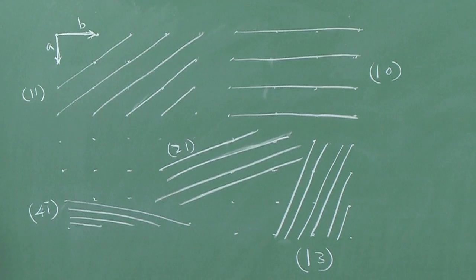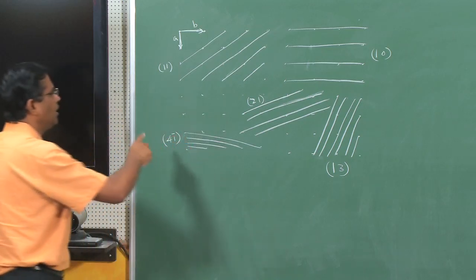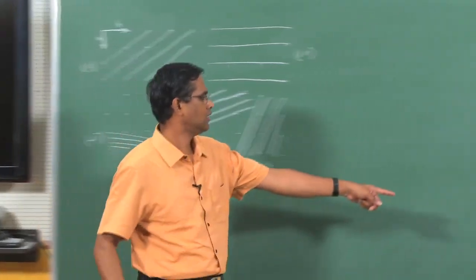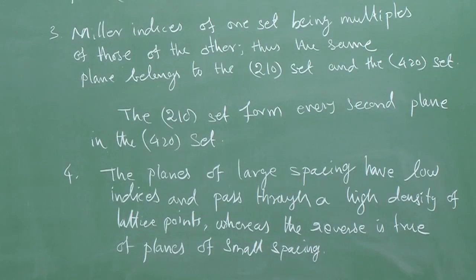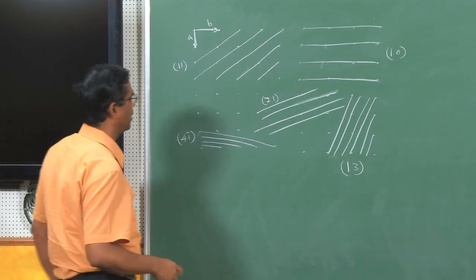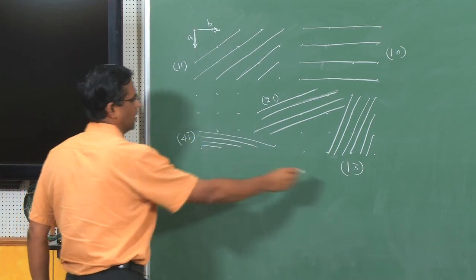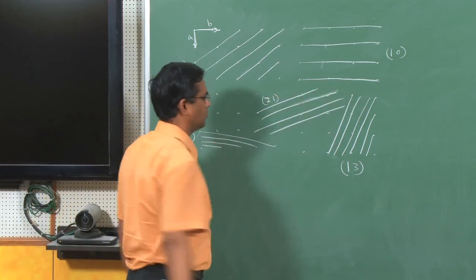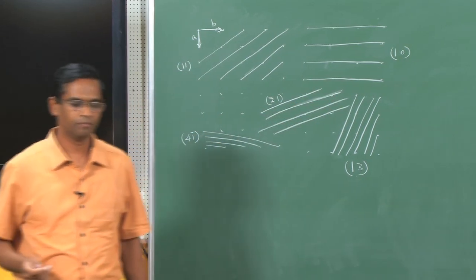So what I have tried to show in this lattice, you see that the low indices planes have the greater spacing. What I have just written here, I have just shown in the schematic. So the low index planes have higher spacing compared to the high index planes, like this 1 3 4 1, 1 0 and so on. So this will give you an idea.